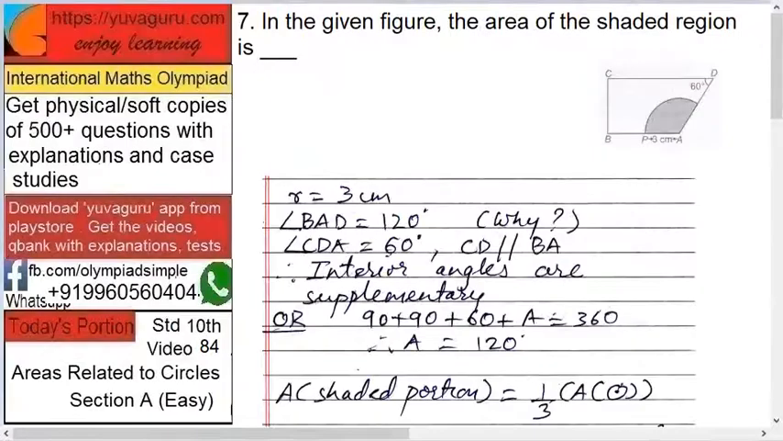Okay. In the given figure, the area of the shaded region is, this r is given. Okay, so quite simple. R equals 3 centimeters. So angle BAD equals 120 degrees, right? So angle CD.